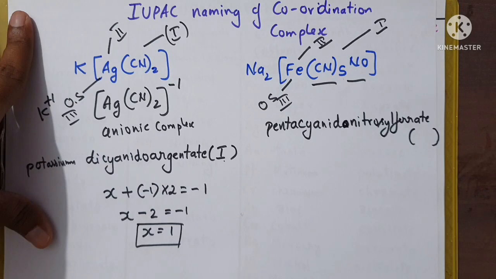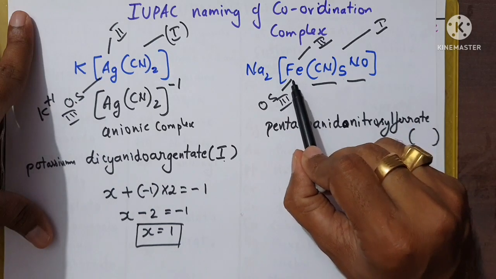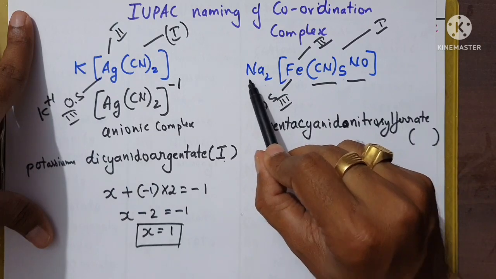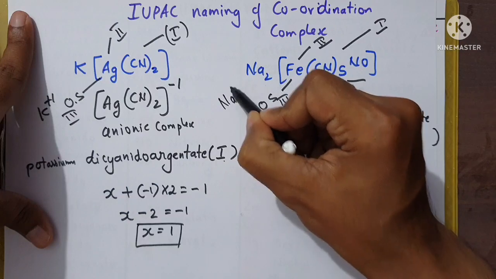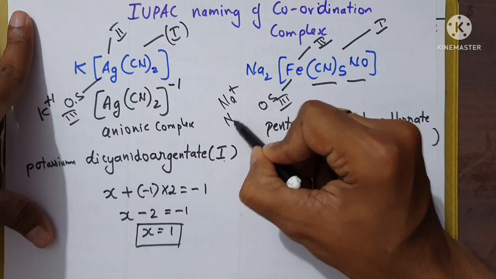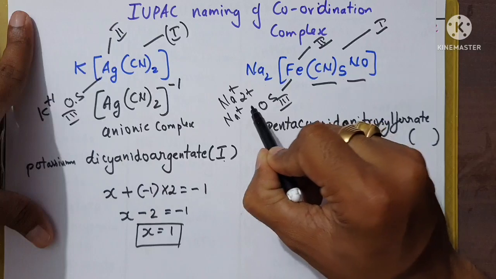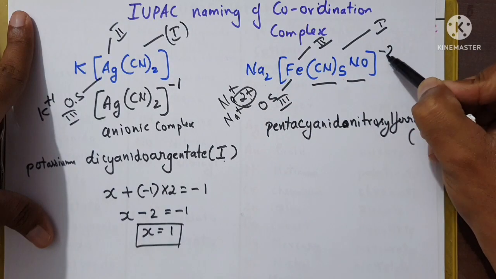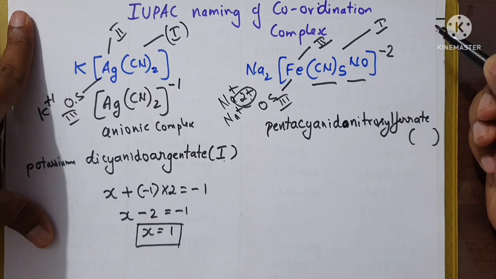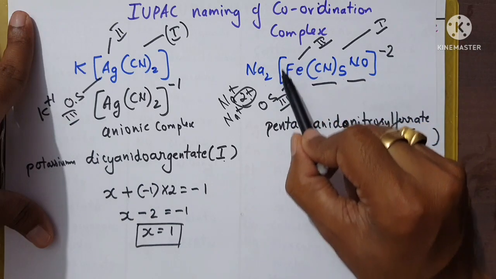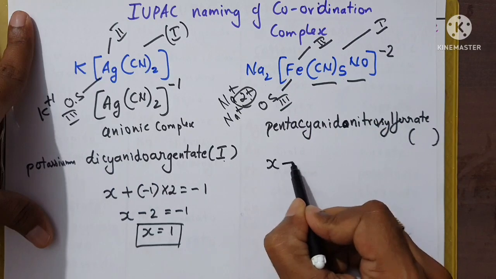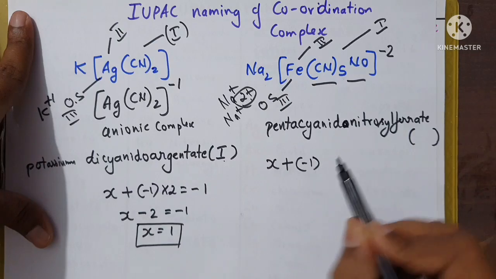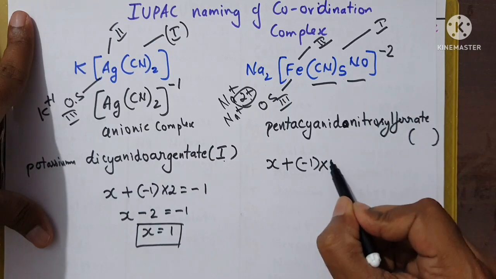Now, how to calculate the oxidation state of the central metal atom? Consider, look at here, children. So sodium has got Na plus. There are two sodiums, therefore Na plus becomes 2 plus. When this 2 plus becomes the overall charge of the complex, how much will it be? It will be -2. Yes, now I'll calculate. Consider the central metal atom as X plus the cyanide. One cyanide has got a charge of -1. There are totally 5 cyanides, so into 5.